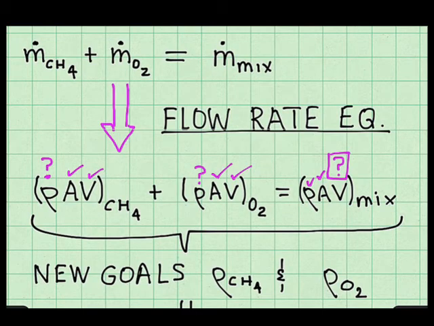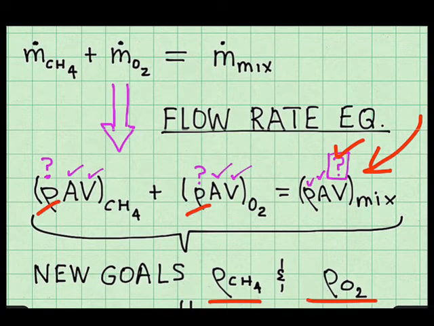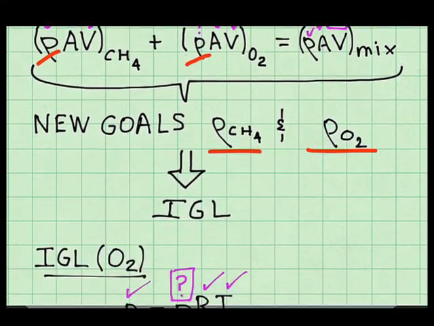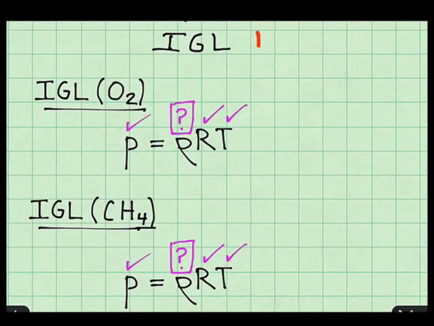So after I've applied the flow rate equation, I have this equation right here. You can see my term-by-term analysis. The goal is right here, and I have two unknowns, this density and this density. So my new goals are the density of the methane and the density of the oxygen. And of course, to find these goals, I'm going to apply the ideal gas law. When I apply the ideal gas law and do my term-by-term analysis, I can see that I can solve for my two new goals, so my work is done.